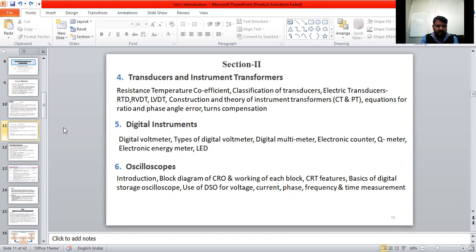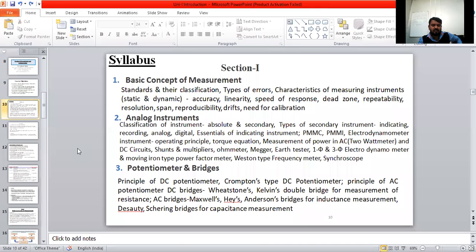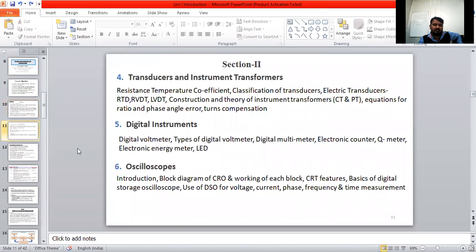So these 6 units are there. Hardly 1 or 2 months we have to finish these 6 units. Maybe at the end of February or March we may have the exams for that. So don't waste much time. You have to put effort for these 2 to 3 months. For the next semester you will get the time.